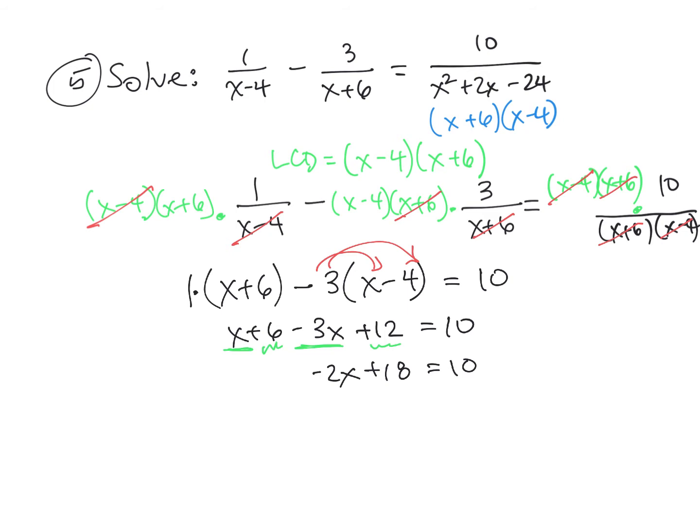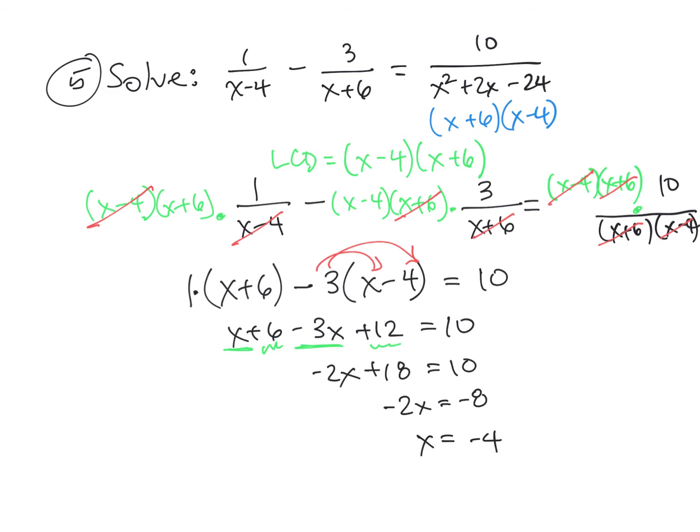Solve for x: subtract 18 from both sides. I get negative 2x equals negative 8. Divide by that negative 2, and I get x equals 4. I was going to make a stupid joke about whether I need to flip my symbol around, but flipping an equal sign around just makes it still equals.